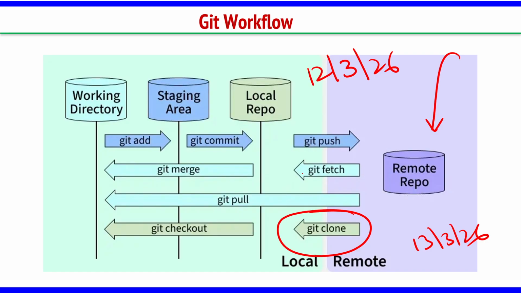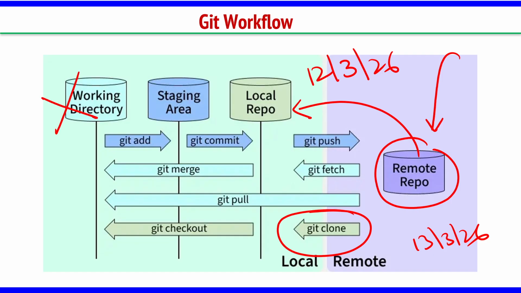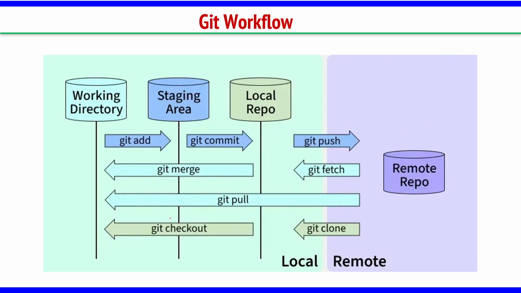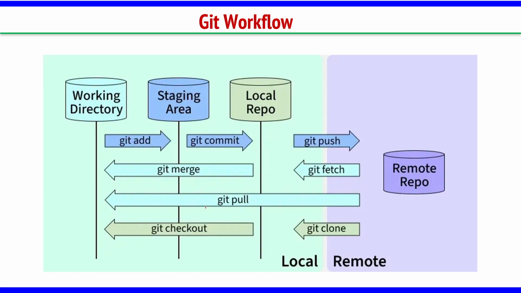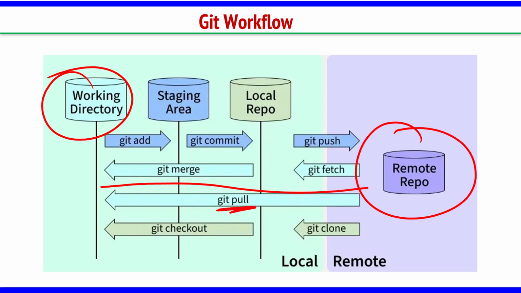Git fetch will take whatever is updated in the remote and update it in your local repository, but not in your working directory. The working directory is your local copy, and it has nothing to do with the local repository. Whereas git pull from the remote repository can update directly to the working directory. Whatever you are working on now will be updated from the remote repository directly. That is git pull.